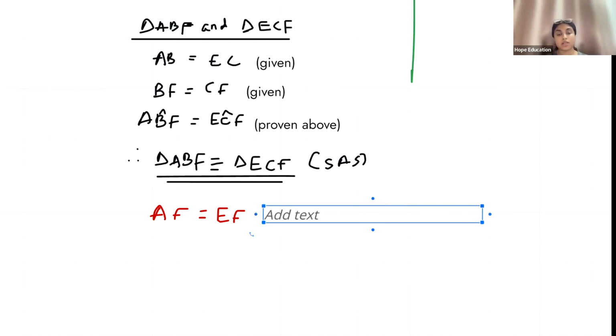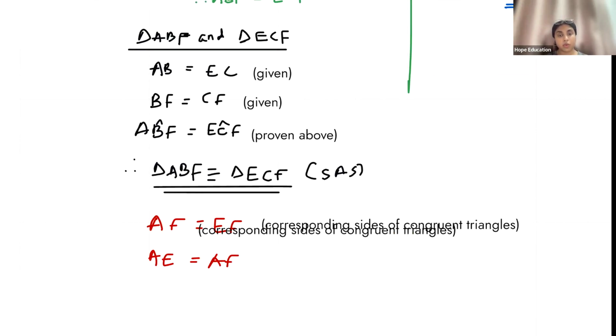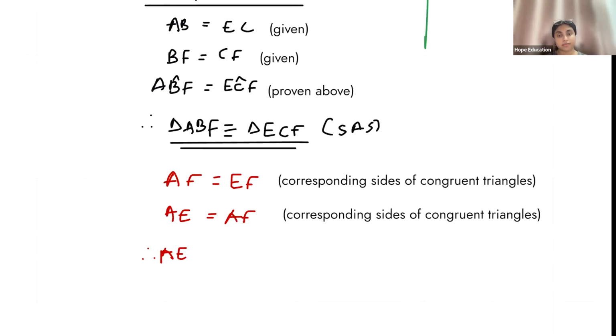AE equals AF. In the previous question also, we proved that those two triangles are congruent. So under that, these are corresponding sides. Therefore, all three sides are equal. No? Therefore, AE equals AF equals EF. Therefore, triangle EAF is an equilateral triangle. Is this clear to all of you?